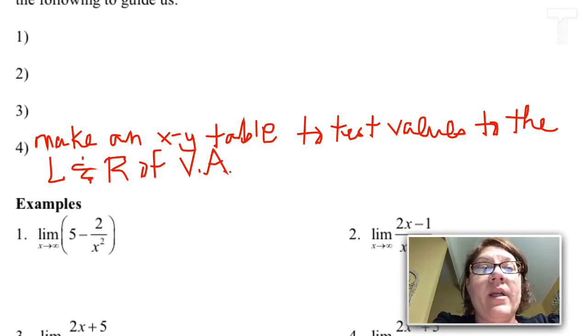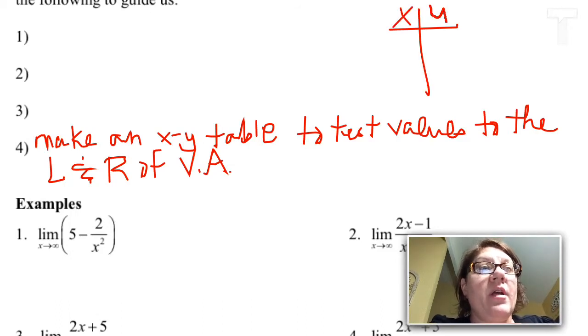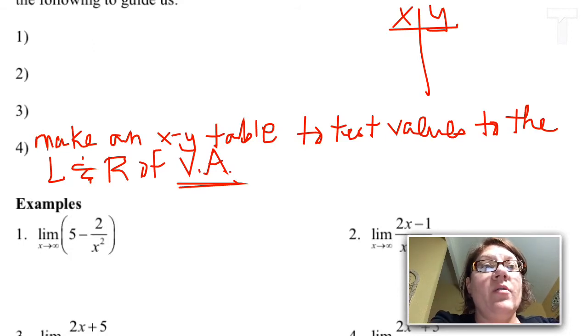So last, I'm going to make an XY table, and I'm going to test values to the left and to the right of the vertical asymptote. Whatever that number is, I'll do at least one number to the left and at least one number to the right. Okay, so let's try some.